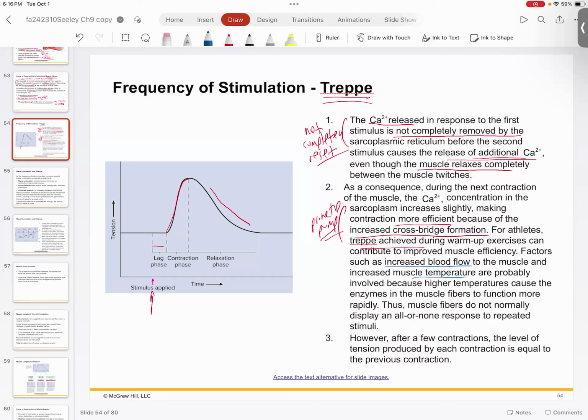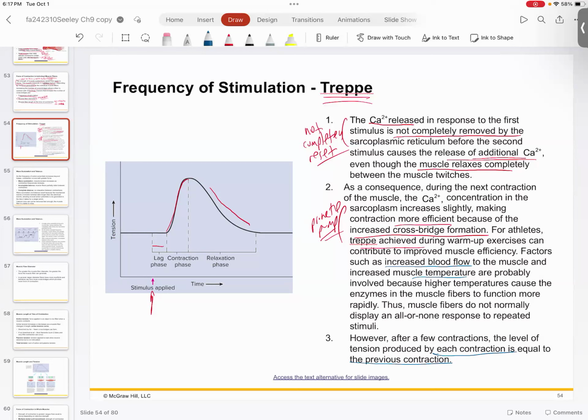Ultimately, then, after a few contractions of this inefficient calcium mop up, if you will, the contraction that is made by each subsequent contraction is equal to the previous contraction. So it tails off, basically. And I'll show you, this is not a Treppe curve.